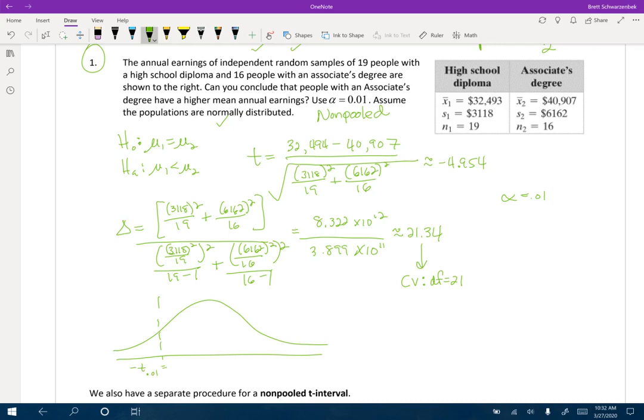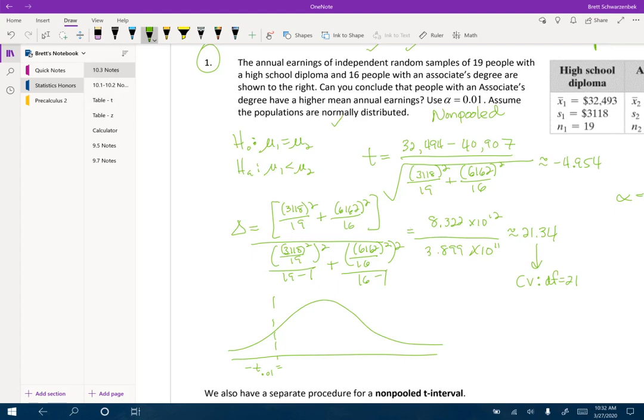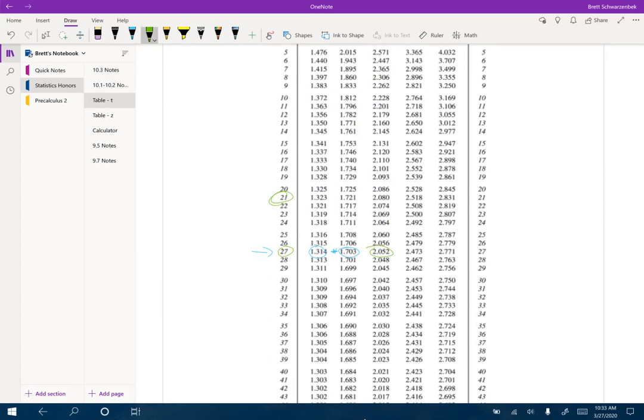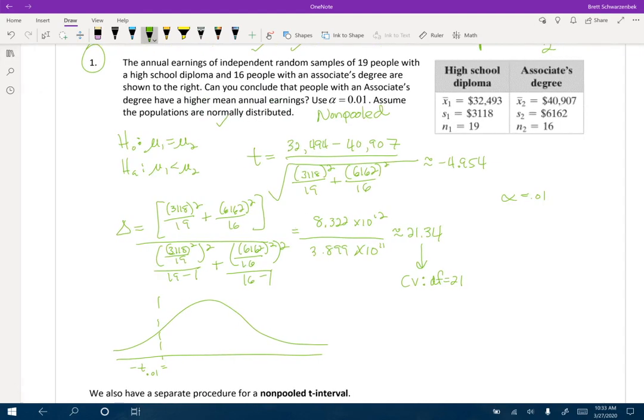Okay, so let's take a peek at that. So this is from our previous problem. We'll get rid of this, and we'll go over here and say, okay, t.01, and what's the degrees of freedom again? 21. Right. So we're on the wrong page. There we go. So we're looking at 21, and we're looking at t.01 degrees of freedom, which is going to give us, it looks like, 2.518. All right, back here. So negative 2.518 because we're over on the left side there.